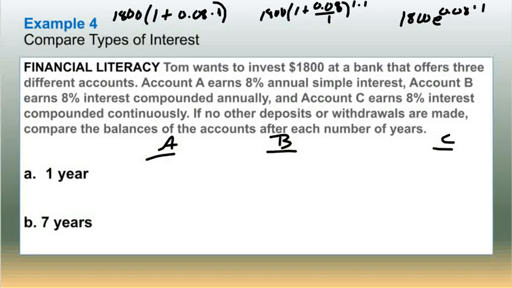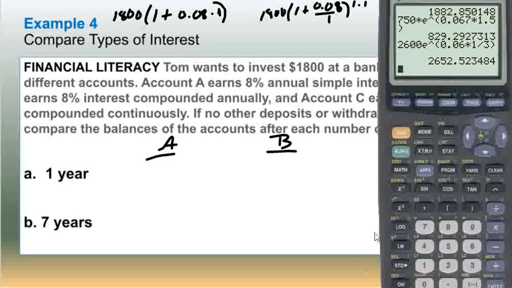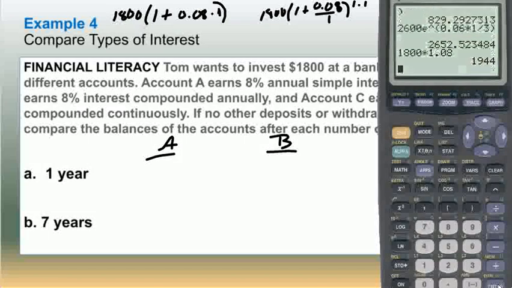So for 1 year, grab our calculator. We have 1,800 times 1.08. That gives us 1,944, so 1,944 for account A. For 7 years, do the same thing.